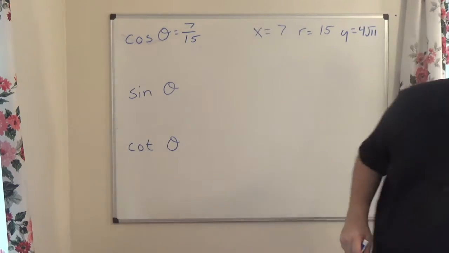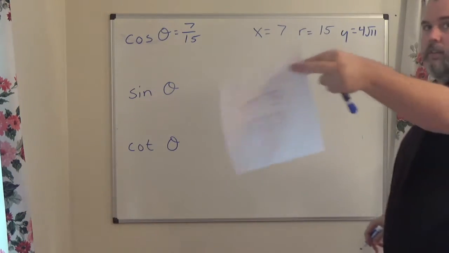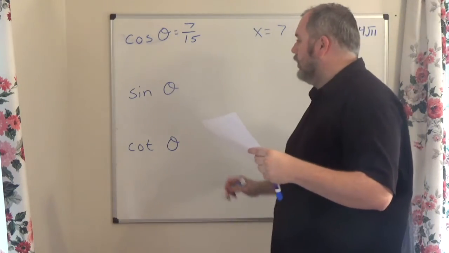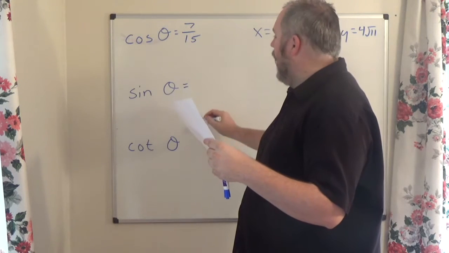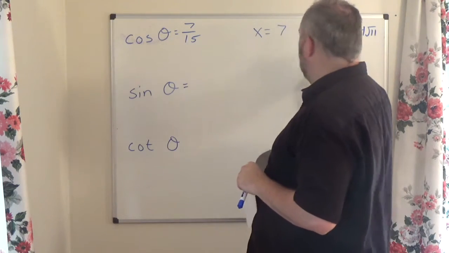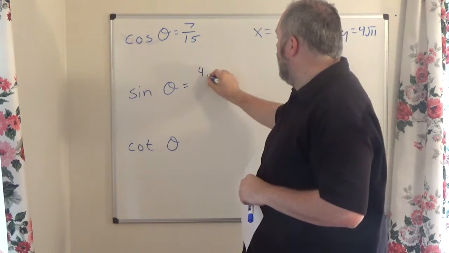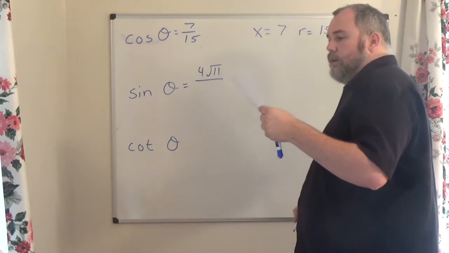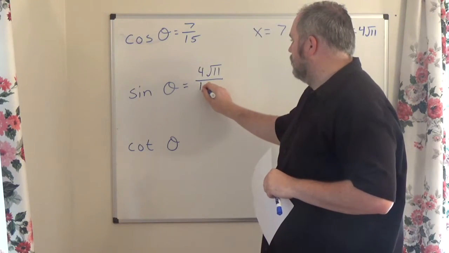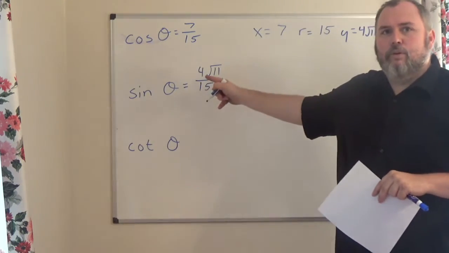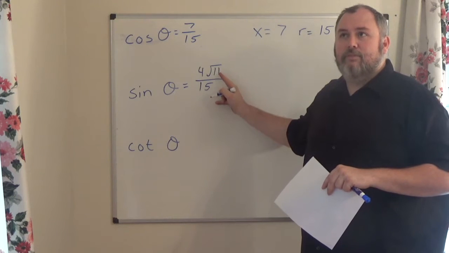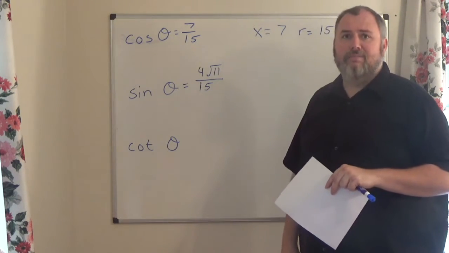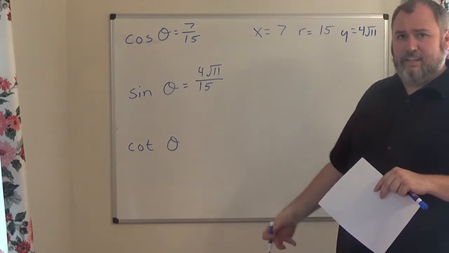Alright, so, according to the handy dandy formula sheet, sine is equal to y over r. So y happens to be 4 times the square root of 11, and r is going to be 15. Now I have 4 times the square root of 11 over 15. Can I simplify this any farther? No, this is as far as it's going to go. There's nothing else I can do with this.